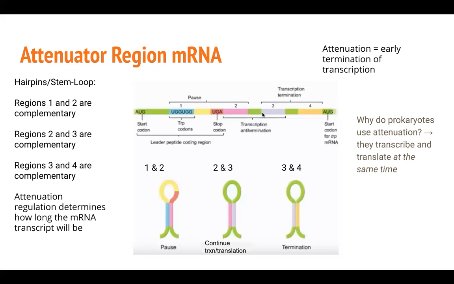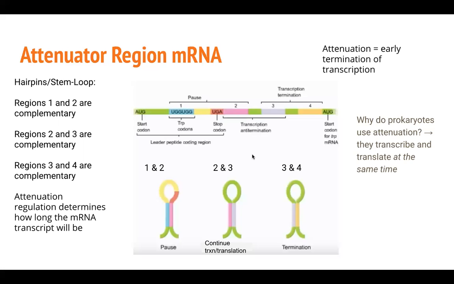This is where it gets a little hard to explain. But basically, if you have 1 and 2 binding together, in the first scenario, transcription will be paused. If 2 and 3 bind together, like in the second scenario, then transcription will continue, which will lead to translation, which will lead to more tryptophan proteins being made. And then 3 and 4 would result in that early termination of transcription.